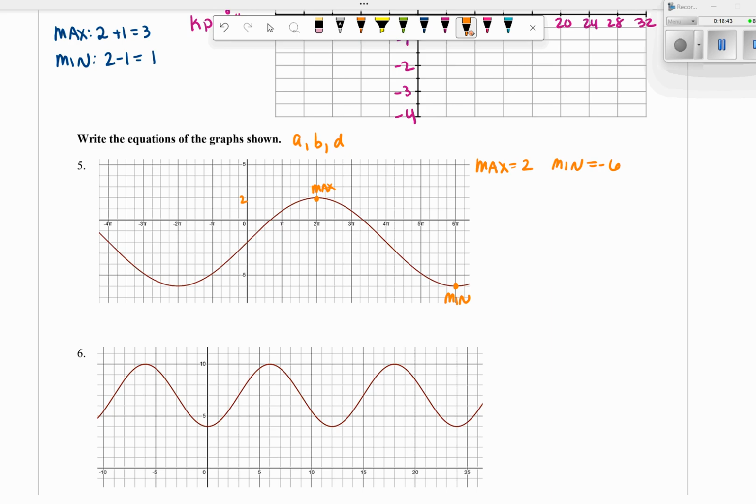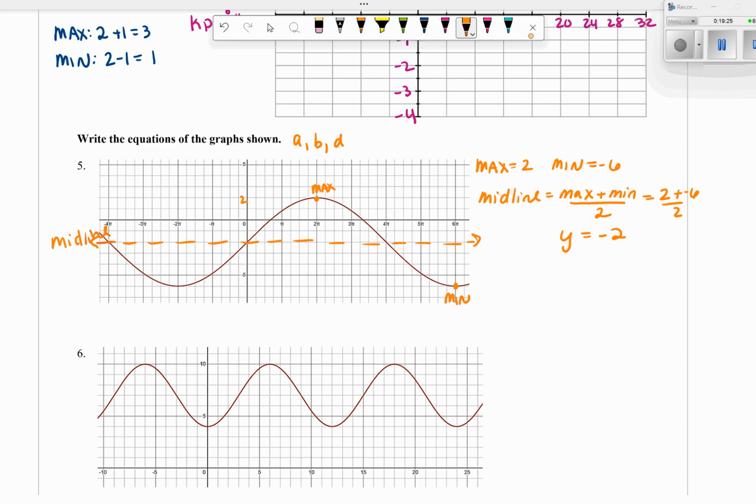So that means if you want to find the midline, it's the middle. How do you find the middle of something? You add the values together and divide by 2. So the midline, you take your maximum and add it to your minimum and divide that by 2. So in this case, you have 2 plus -6 divided by 2, which means my midline is at y equals -2. And then I'm going to draw it on my graph. So that's my midline.